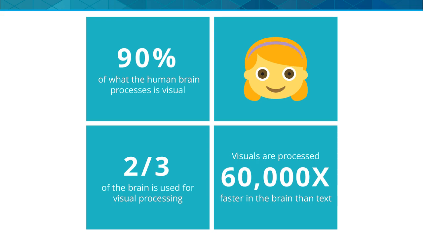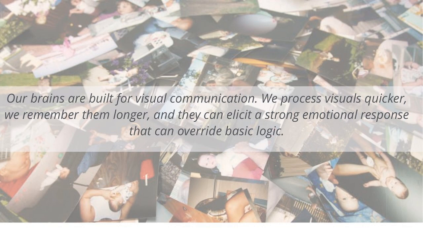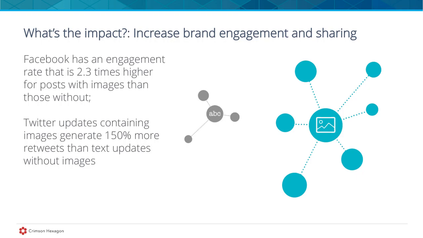So again, just to recap here, 90% of what the human brain processes is visual. 2/3 of our brain is used for visual processing. We process visuals 60,000 times faster than text, and they also elicit a strong emotional response that can override our logic in many cases. So what is the impact here?